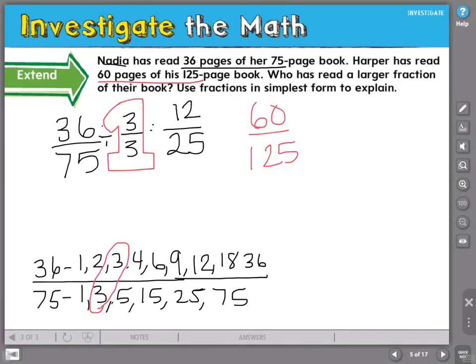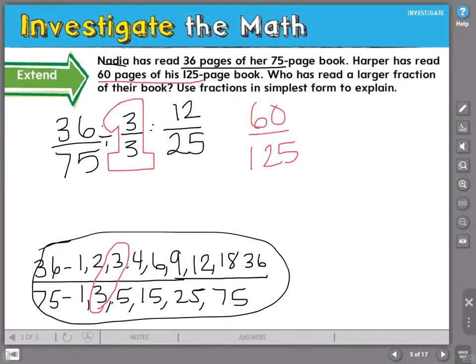Now, let's try 60/125ths. It took me a long time to write out all the factors of 36 and 75, so I know that it would take even longer to write out the factors of 60 and 125. So I'm going to try my other method. Instead of listing out all of the factors, I'm going to look at both my numerator and my denominator, and I'm going to think, what do they have in common?